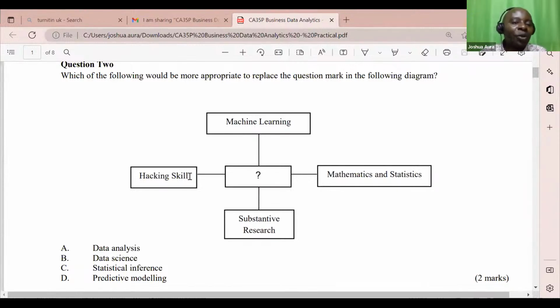If, for example, they were to have another box here talking of coding, then everything here should have been about data science. Ladies and gentlemen, please listen to me very well.